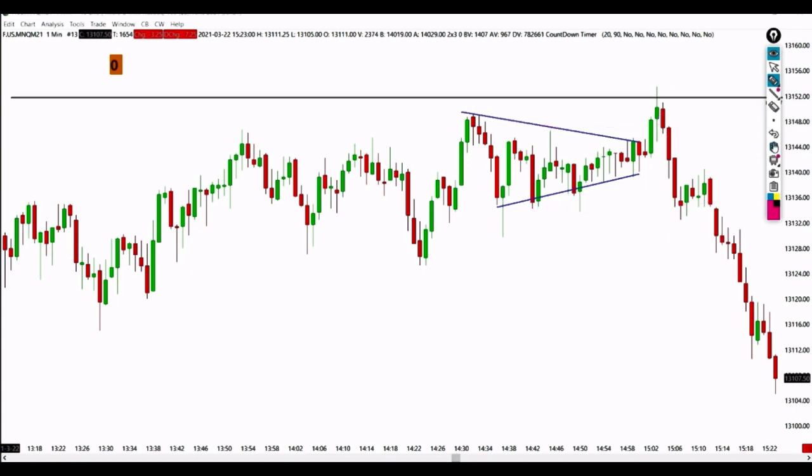Now the reason why I'm showing you guys this is because, again, I preach this throughout my whole course. The market is not black and white. As a teacher, I try to make trading as simple as possible, okay?